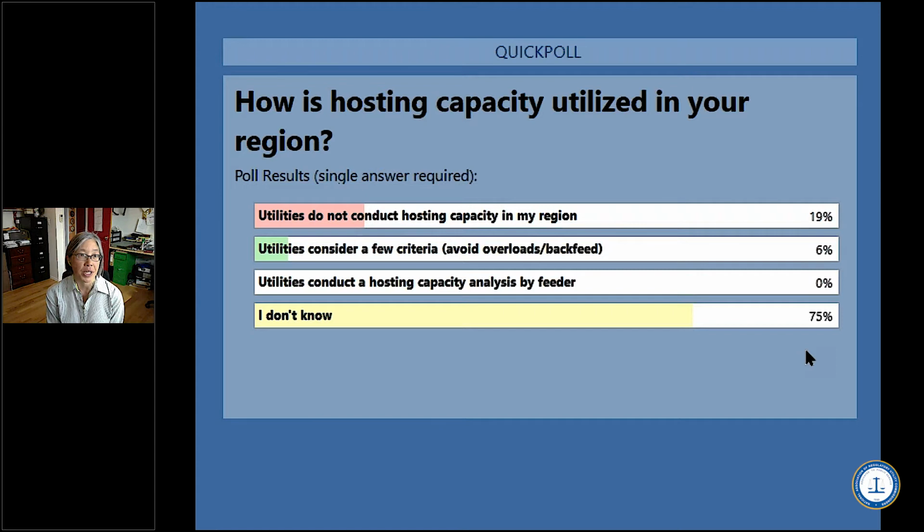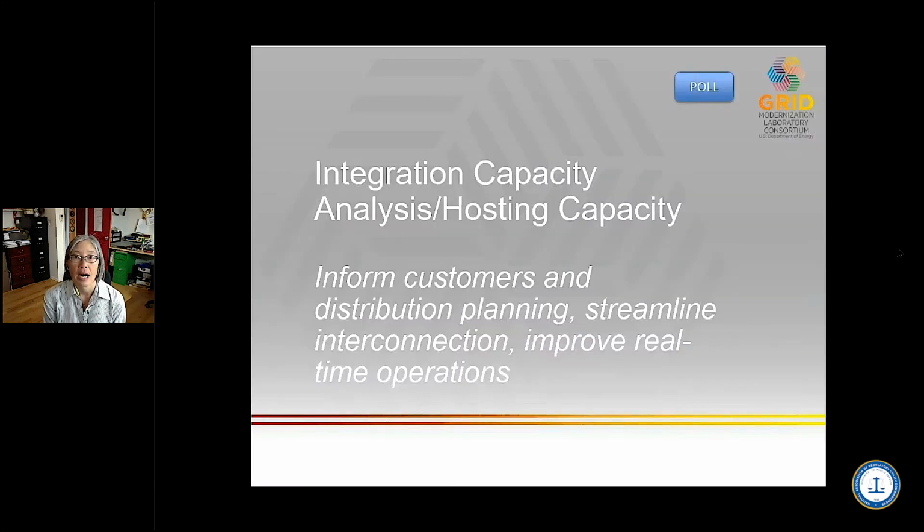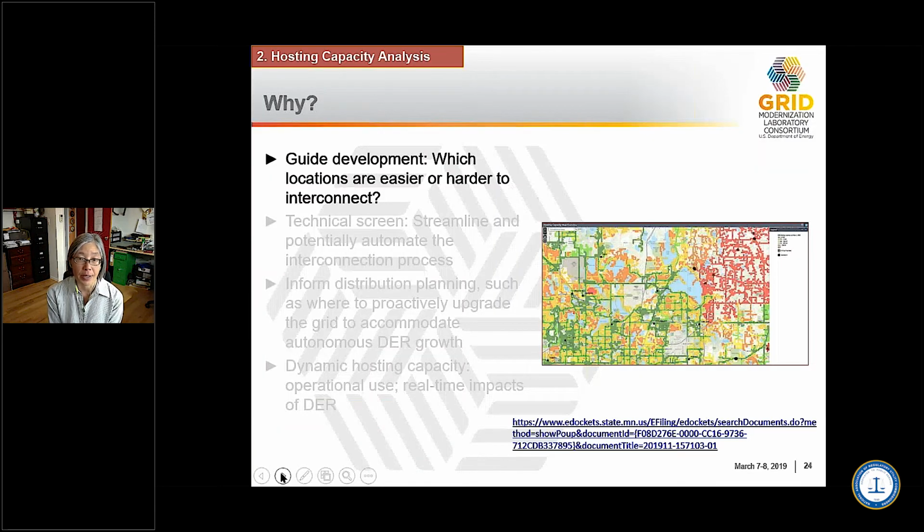So most folks aren't sure if this is being done, and some folks are saying that they're not doing hosting capacity yet. So this is a forward-looking analysis. Again, it's an emerging analysis. It's something that you need to think carefully about: when's the right time to start doing this. Again, this is going to be about informing customers and the distribution planning process, maybe streamlining interconnections, improving operations.